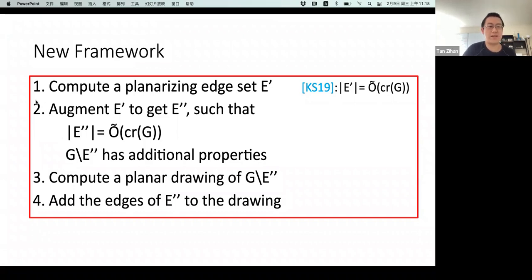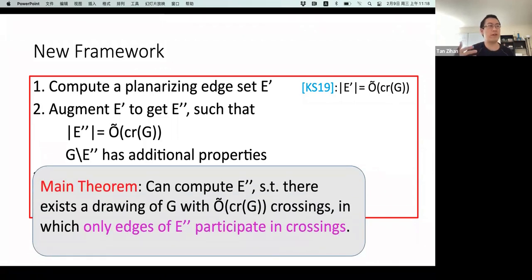So why is adding this second step helpful at all? What we prove in the first paper is that it indeed helps. Okay, so what we can show is that we can augment the set E prime of edge planarity set into a bigger set, such that there exists a drawing with approximately optimal number of crossings in which only edges of E double prime participate in the crossings.